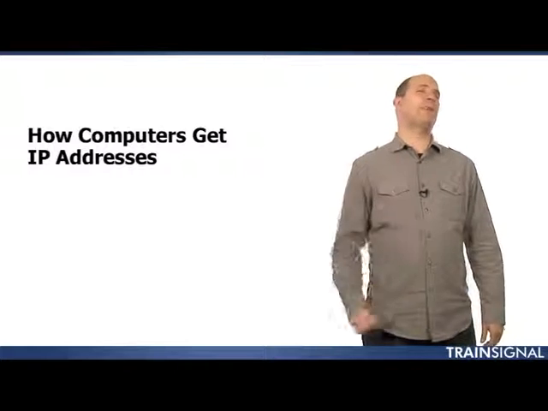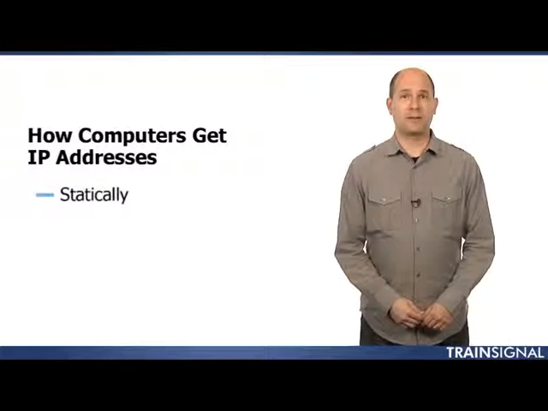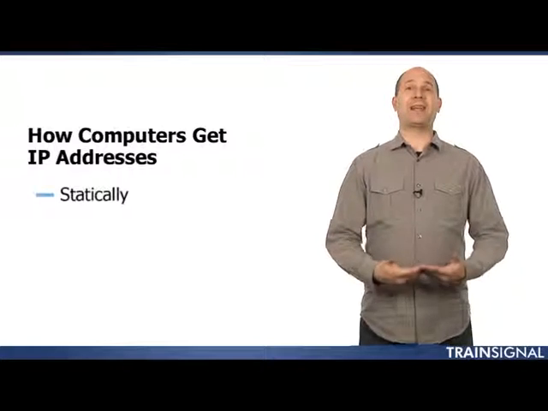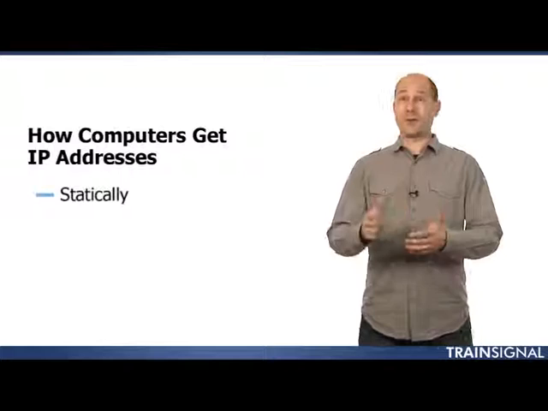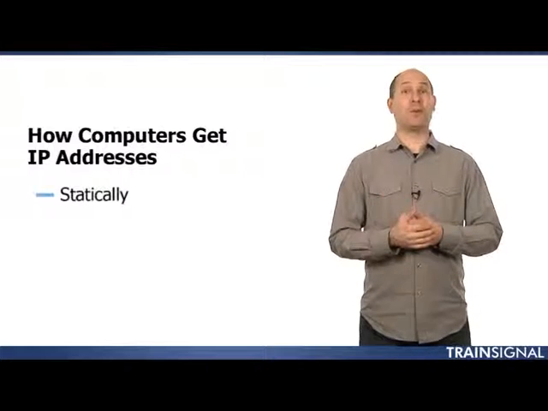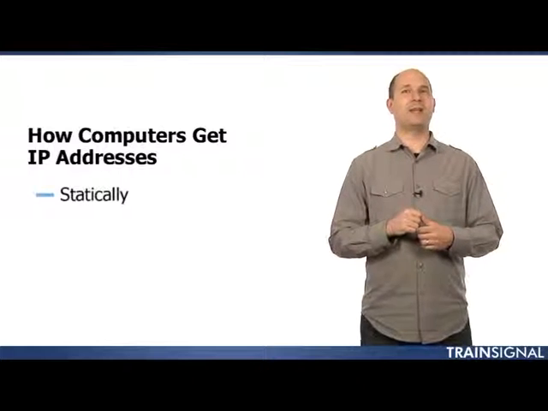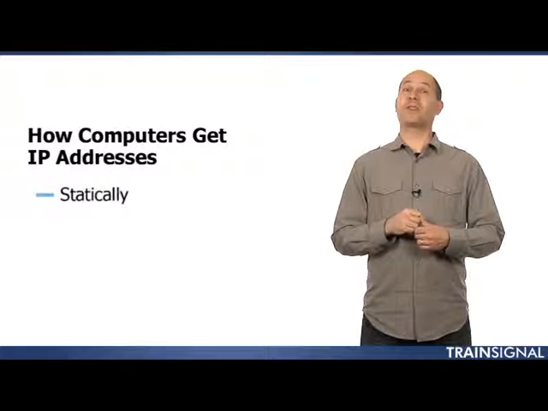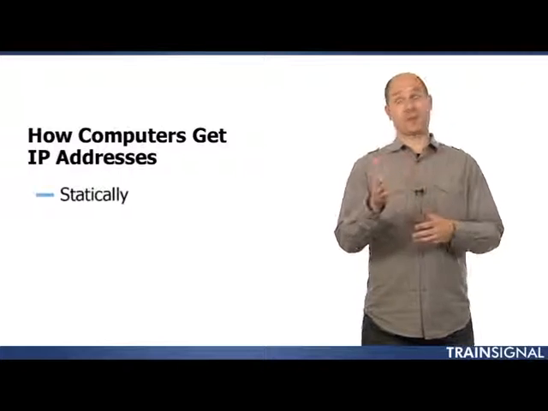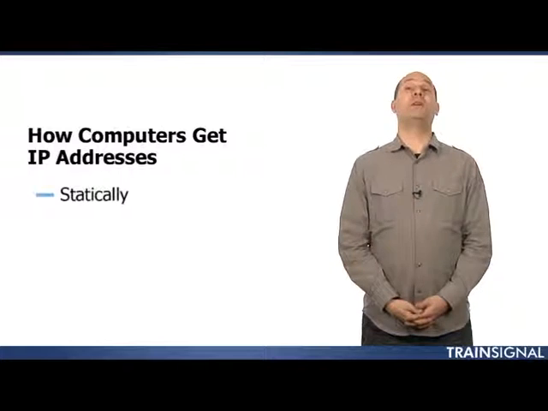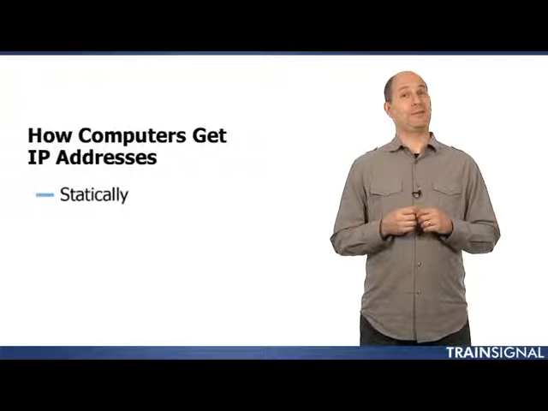Well, there's 3 main ways that this happens. The first way is something called statically, or some people actually refer to this as manually. And the reason why is because if you're going to do static IP addressing, that means that every single computer on your network is going to have a predetermined IP address statically assigned to it. And the reason sometimes people refer to this as manually is because you, the administrator, are going to have to go to each one of those computers and configure that IP address manually.